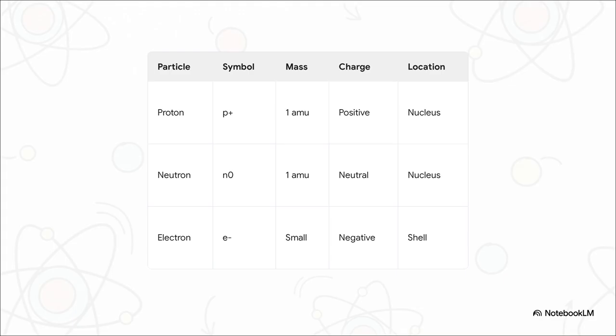Next is the neutron. Its symbol is an N with a 0. It also has a mass of 1 AMU, but, like the name hints, it has 0 charge. It is totally neutral. It hangs out in the nucleus with the proton. Finally, the electron, symbolized as an E with a minus sign. It carries a negative charge and lives out in those electron shells, constantly whipping around the outskirts.